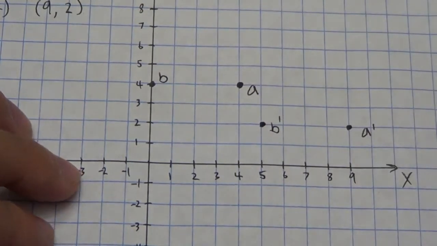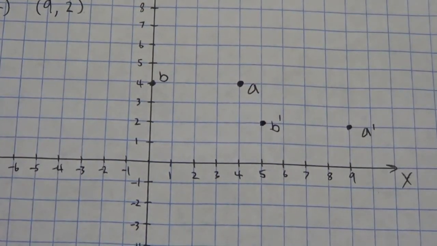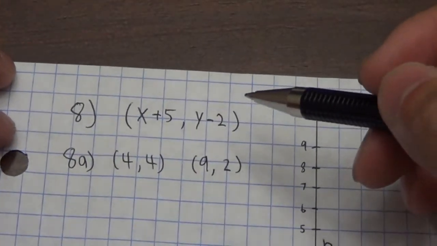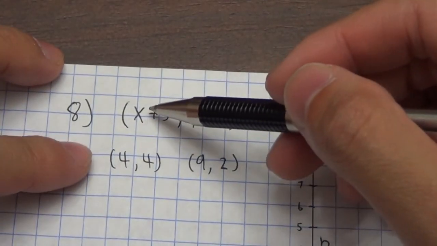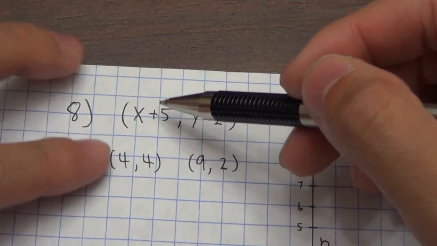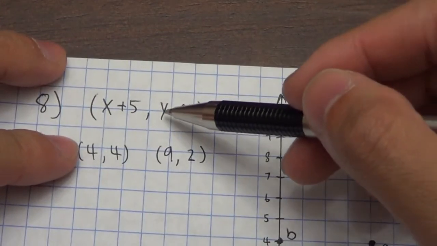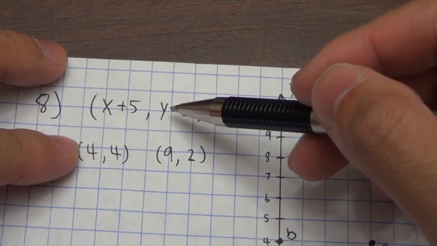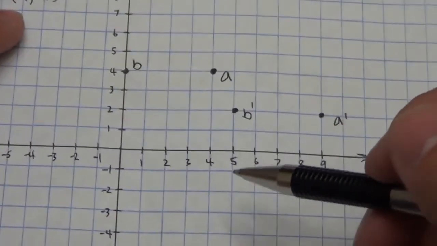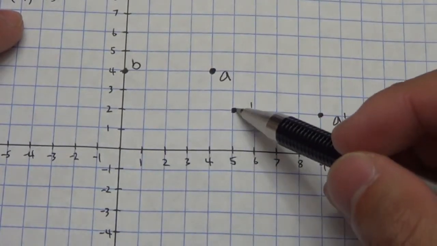B prime. If we want to actually calculate it, simply plug in 0 where x is, you would get 5. You plug in 4 where y is, you would get 2. So 5, 2 should be the new point, and if you look over here, that is exactly where B prime is.